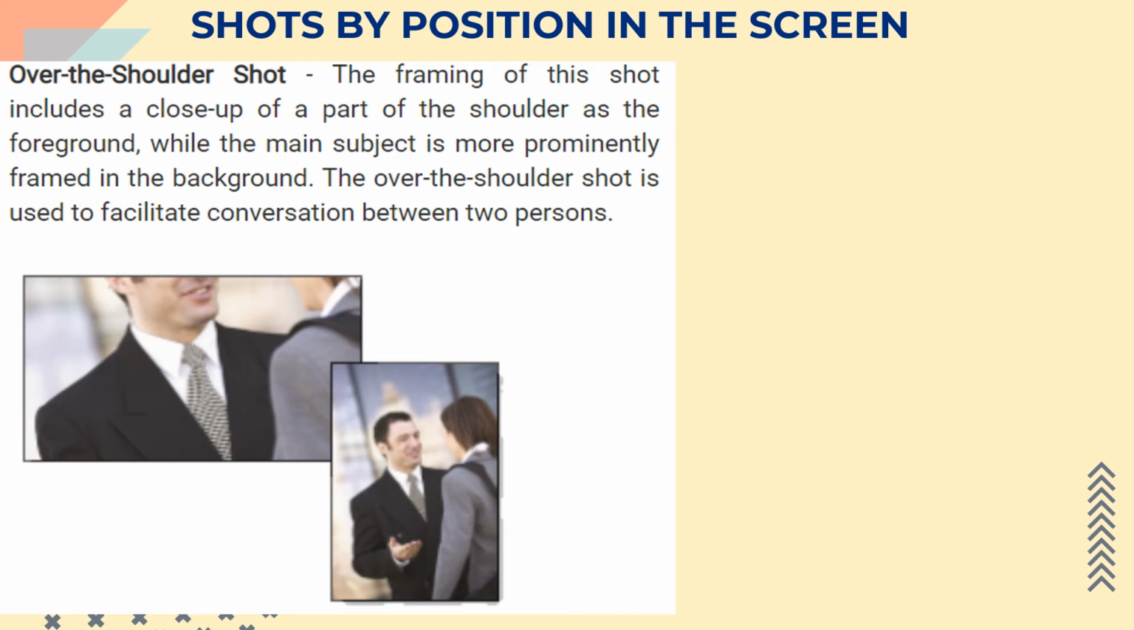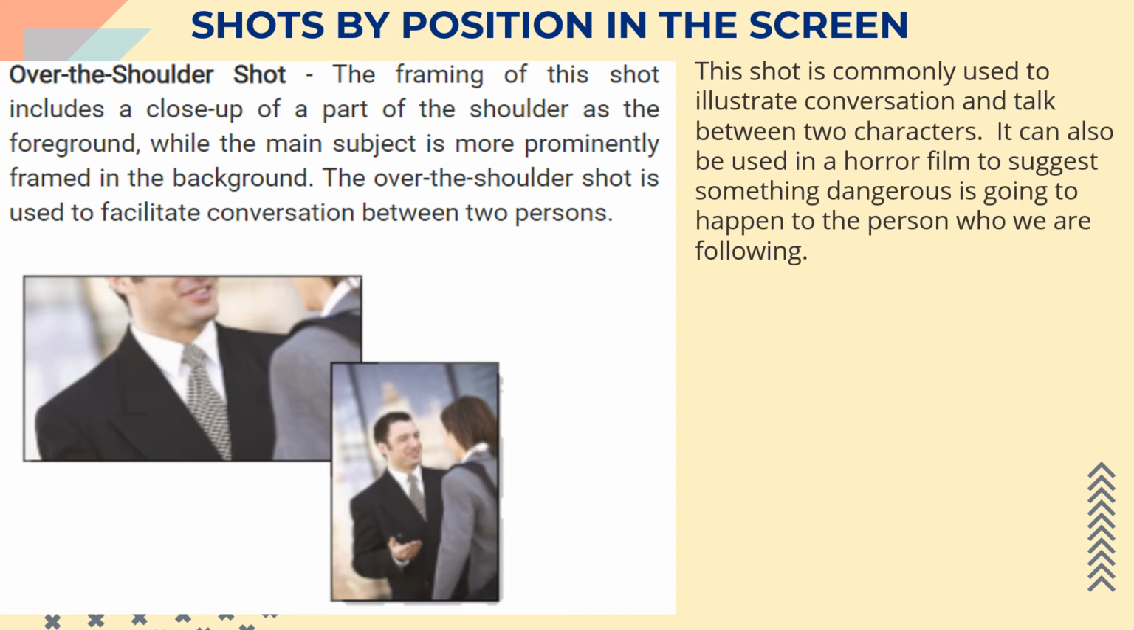Another one is the over-the-shoulder shot. The framing of this shot includes a close-up of a part of the shoulder as the foreground, while the main subject is more prominently framed in the background. The over-the-shoulder shot is used to facilitate conversation between two persons. This shot is commonly used to illustrate conversation and talk between two characters.